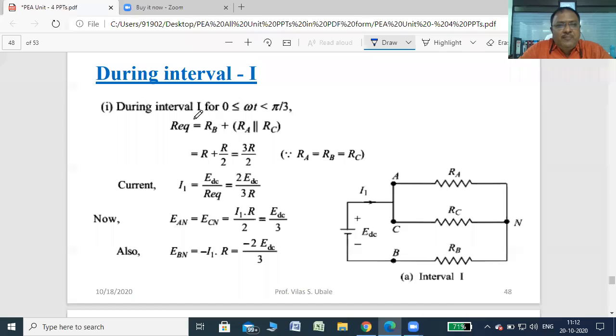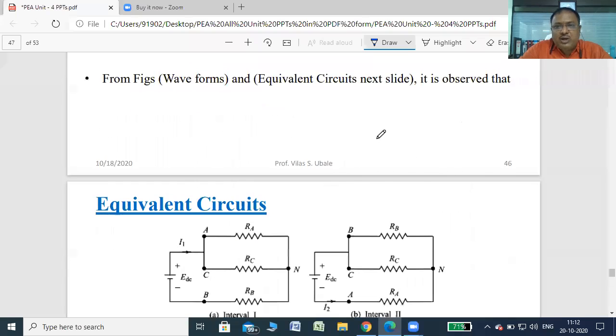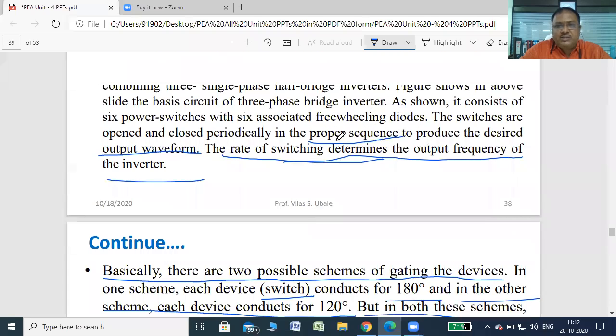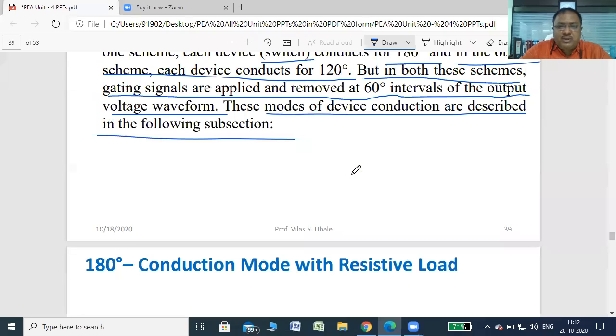During the first interval, these are the resistors. Basically, this is a load, a star connected load. I'll just show you the load. This is a star connected load, so the equivalent diagram of this is shown here.